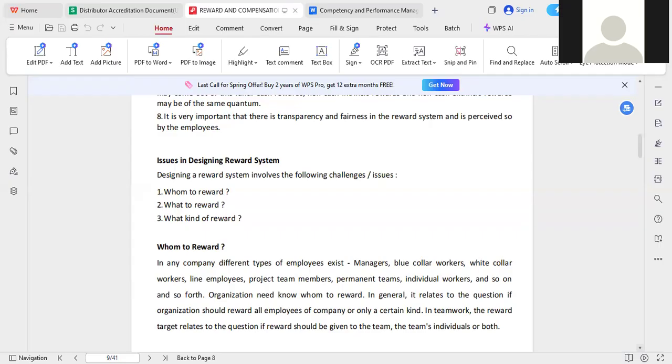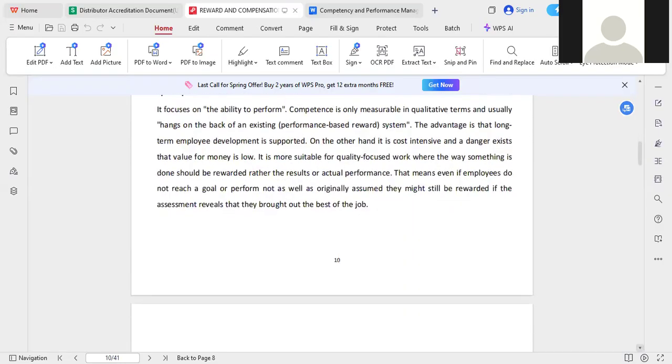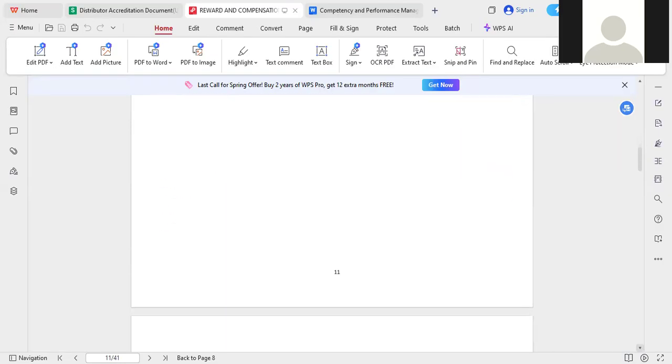What kind of reward? What do you want to use as your reward? Is it intrinsic or extrinsic types of reward? Then what to reward? What are you rewarding for? Is it hard work? Is it labor? Is it performance? What is that thing that you want to reward them for? These are things to consider when designing a reward system. So we looked at all of those things and the types of reward.